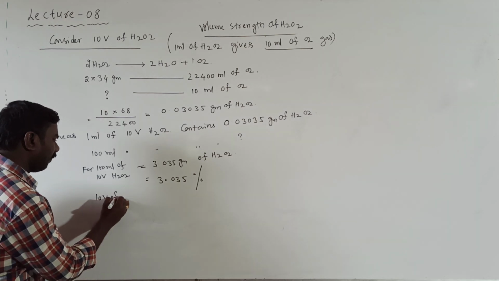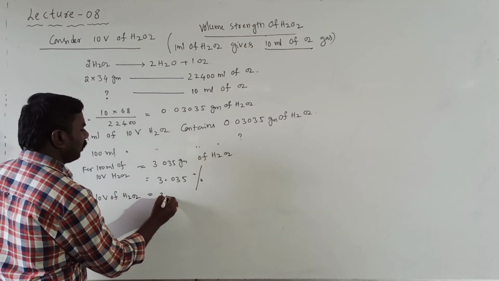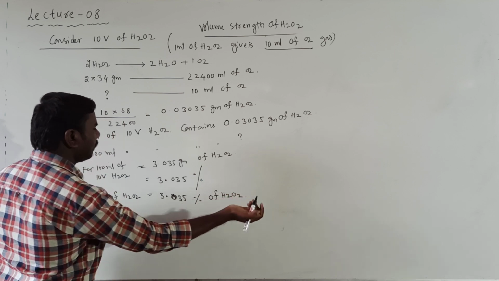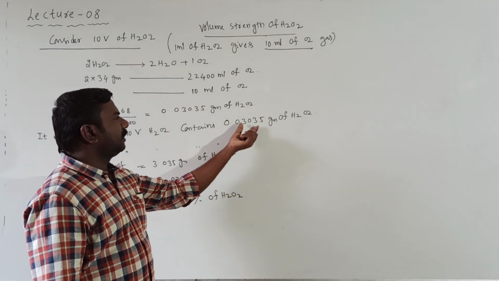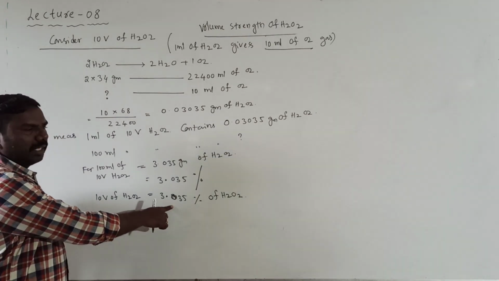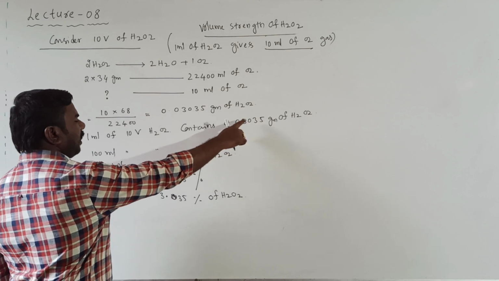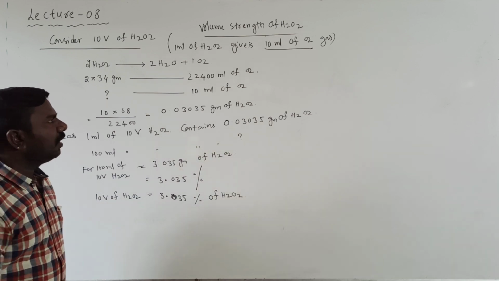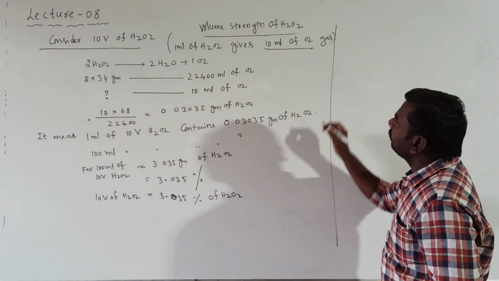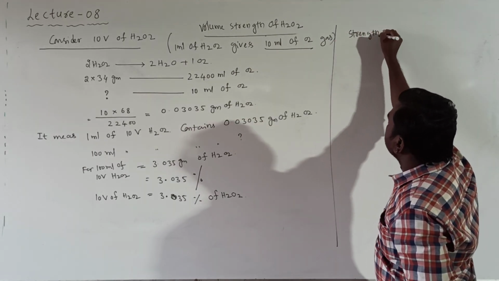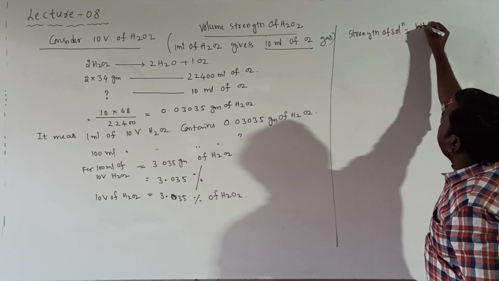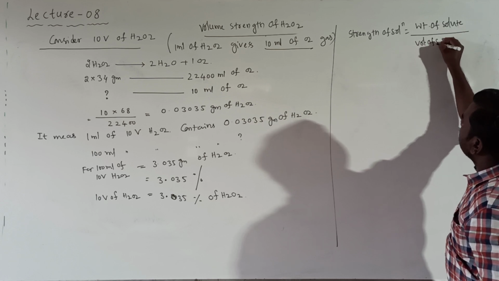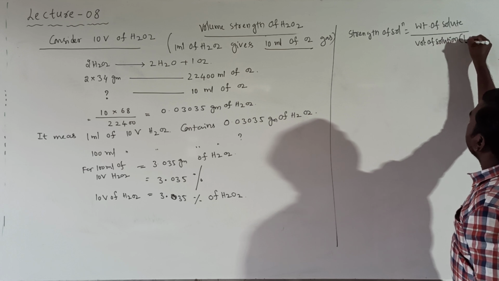10 volumes of H2O2 is equal to 3.035% of H2O2. Only 1 ml contains this many grams, 100 ml contains this many grams, and 100 ml means percentage. Now the strength of a solution is the weight of solute in the volume of solution that is equal to 1 liter.